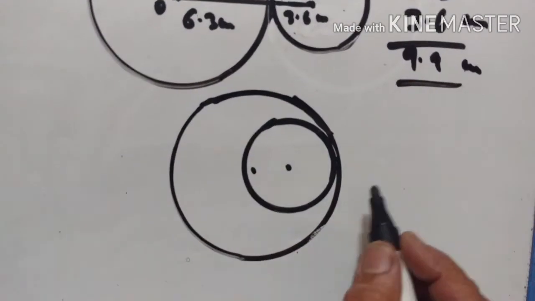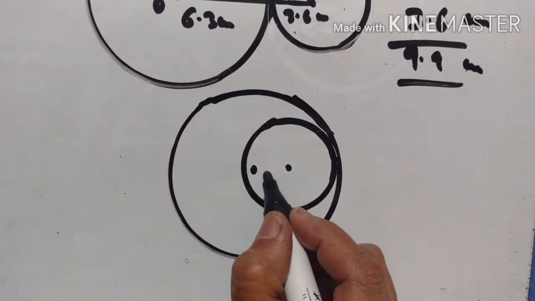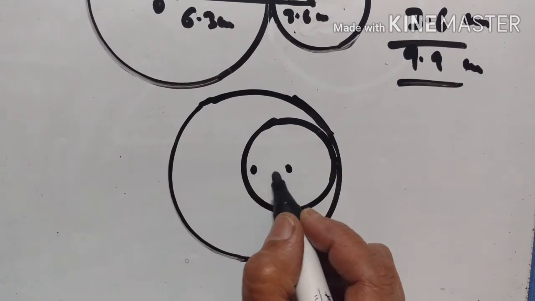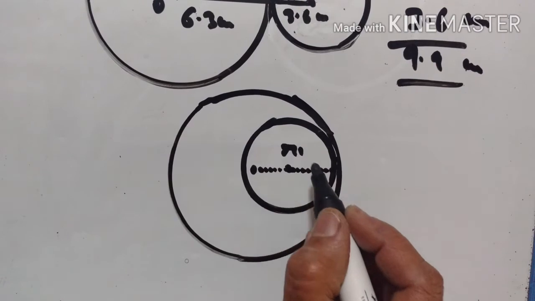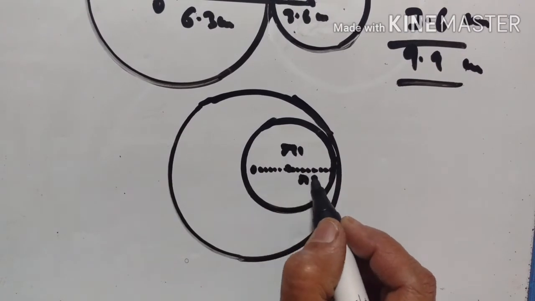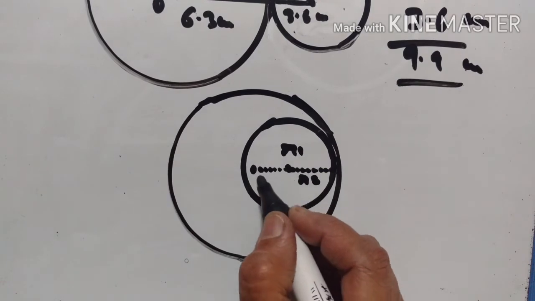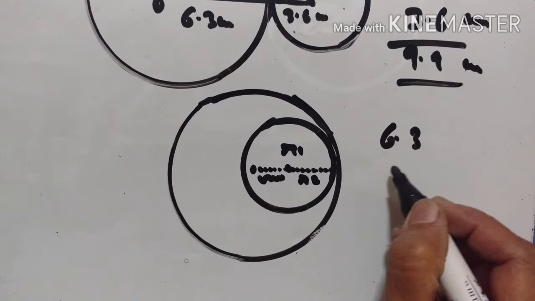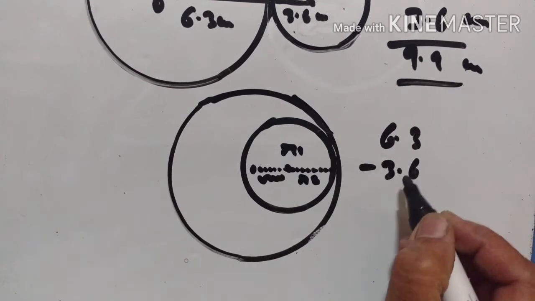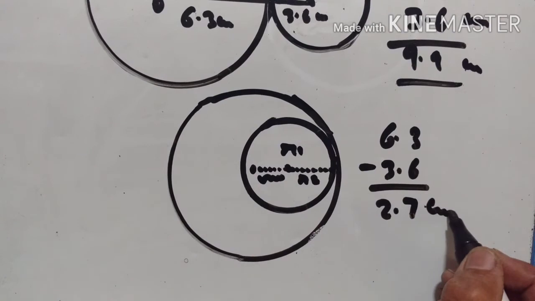When they touch each other internally, suppose this is the center of the bigger circle, this is the center of the smaller circle, then the radius of the bigger circle is equal to R1, radius of the smaller circle is equal to R2. Then the distance between the centers is equal to what? This distance is equal to R1 minus R2. 6.3 minus 3.6, 2.7 centimeter.